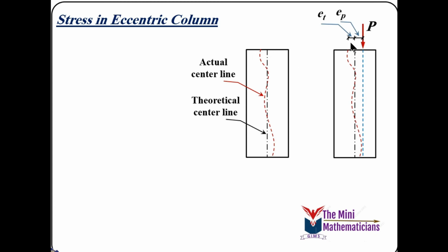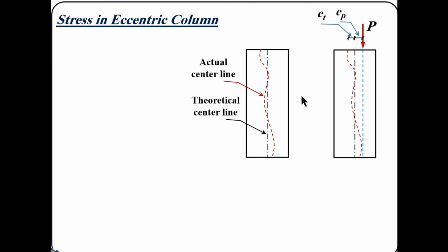And further, we may have another type of eccentricity if the load is not acting along the theoretical center line. So the load is eccentric to, or acting parallel to, the theoretical center line. In that case, we may have two types of eccentricity: ET, which is the difference between the theoretical center line and the actual center line, and EP, the eccentricity in the load, which is the distance between the loading axis and the theoretical center line.